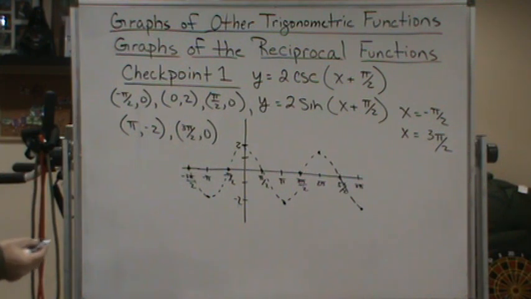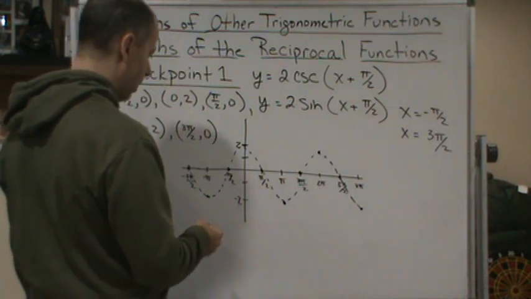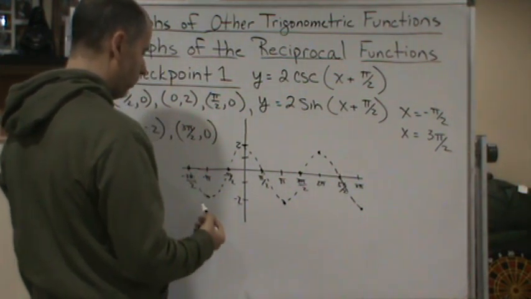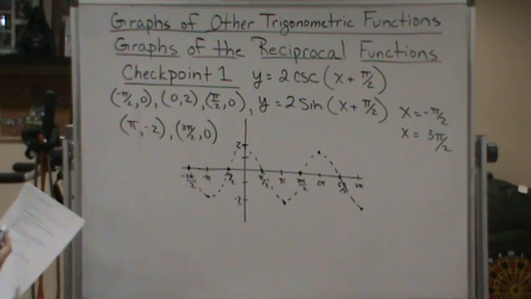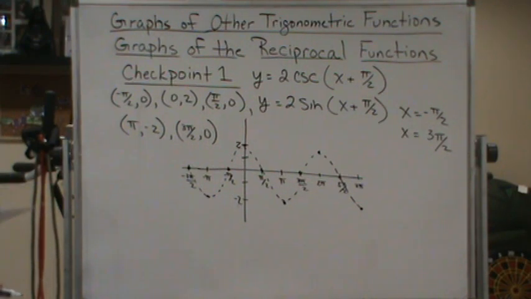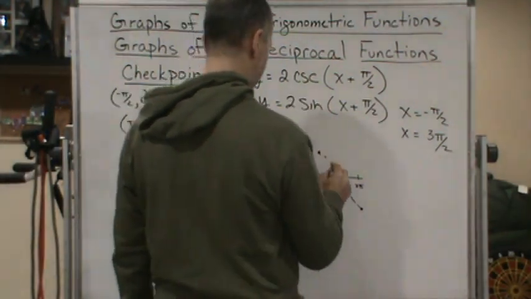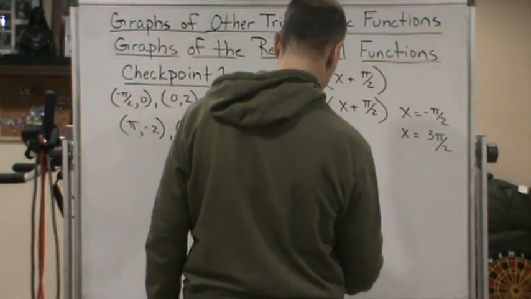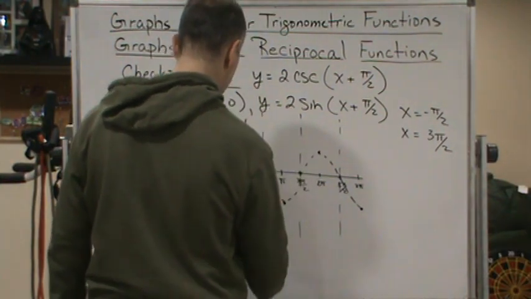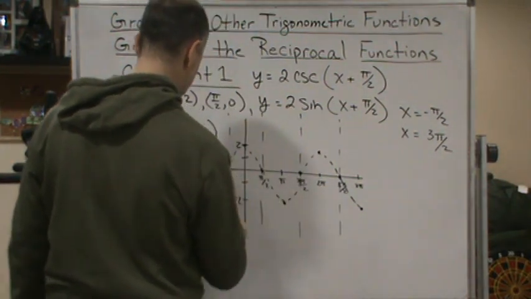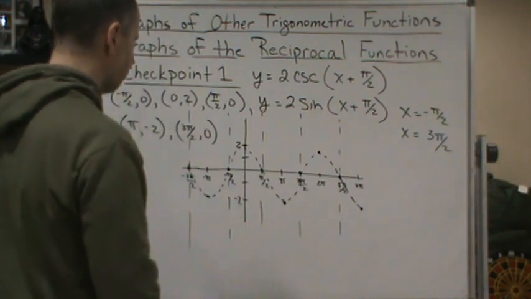And now, what's going to happen here? So I'm going to look at where it intersects. Where the graph intersects the x-axis is going to be where there's an asymptote for cosecant. So there's going to be one here, one here, one here, one here, and one here.